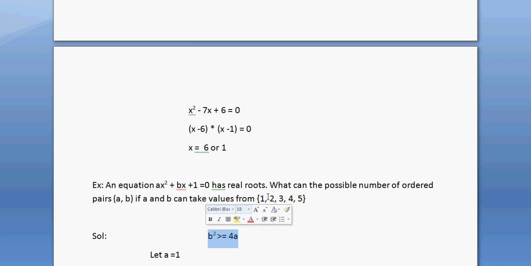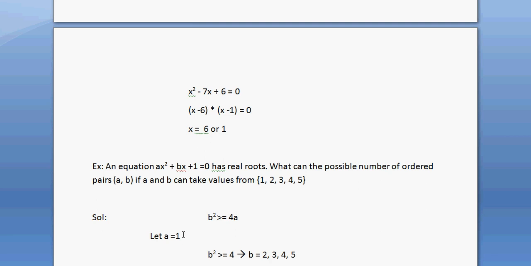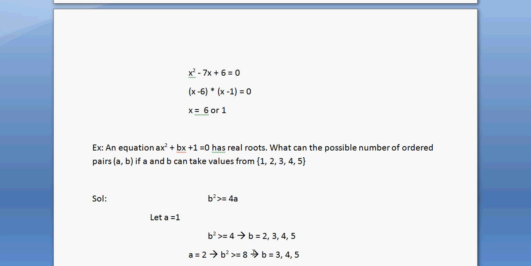Now a can take values from 1, 2, 3, 4, 5. Let's check, when a is 1, what can be the values of b. When a is 1, b square should be greater than or equal to 4. When would b square be at least 4? b can be 2, 3, 4, 5. But if b is equal to 1, just put 1 here. Is 1 square greater than or equal to 4? No. So b cannot be 1, but b can be equal to 2, 3, 4, 5.